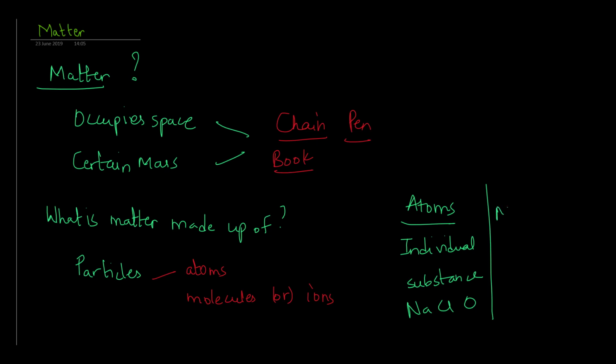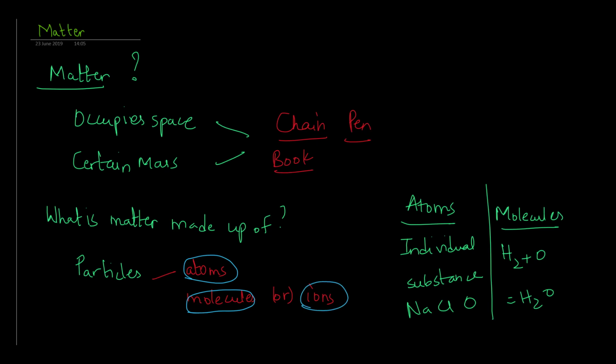Whereas molecules are a group of atoms. Two or more atoms together make a molecule, like two hydrogen plus one oxygen will be equal to a water molecule. Isn't it? So what is matter made up of? Matter is made up of atoms, molecules, or ions.